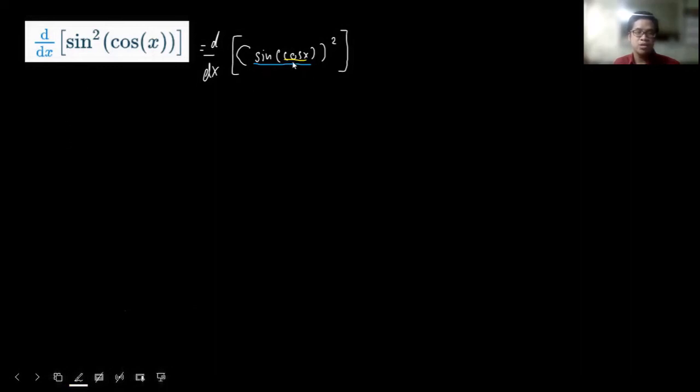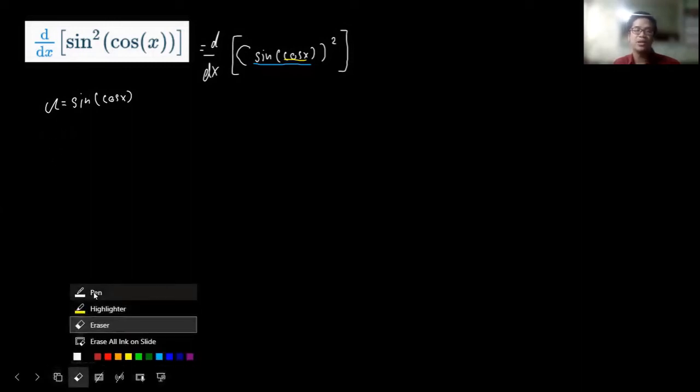So the inner part of the parentheses with the exponent of 2 is sine of cosine x. So I will let u be sine of cosine x. All right, that's it. But then let's find the derivative of your sine. How can you find the derivative of this whole part? We're going to do another chain rule inside. To get your du, you're going to do another chain rule.